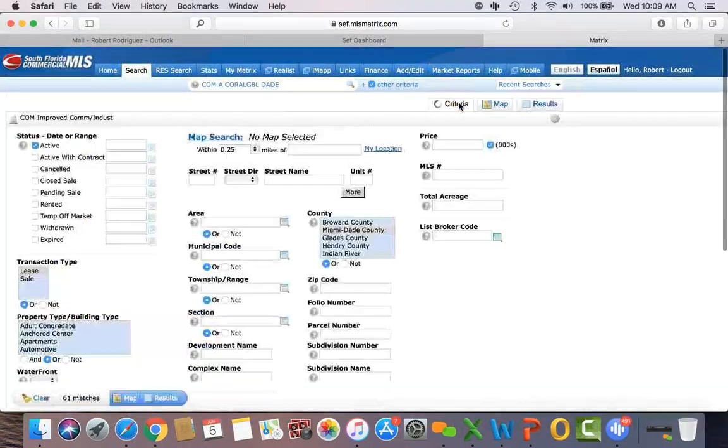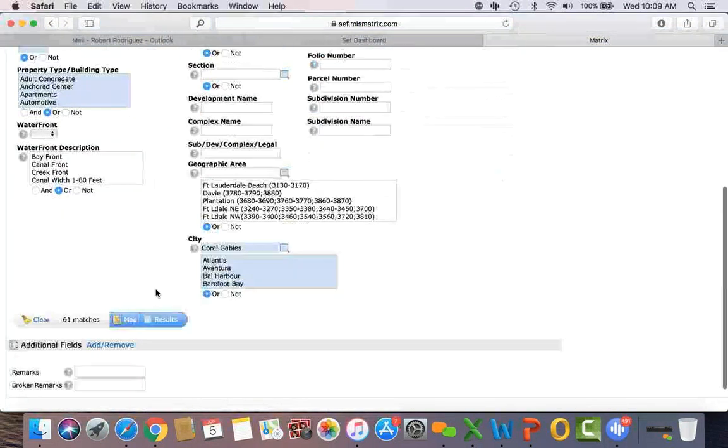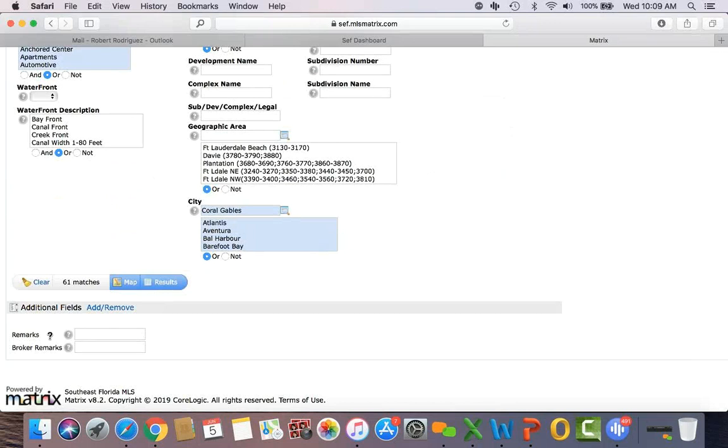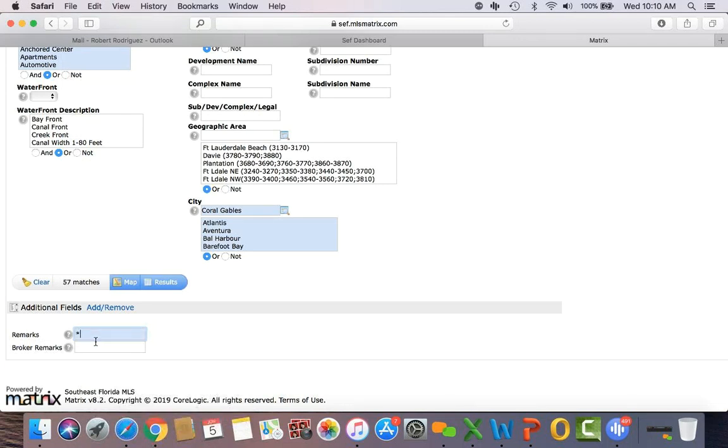All right. So going back to criteria, and if there is something you're looking to lease and you can't find it under the property type, one way that I feel that you can find properties would be using the additional field called remarks. And for instance, if I'm looking to lease, say a preschool or a daycare, what I've done is I've put in remarks under the additional fields, and then in between two asterisks, I would write the word daycare.